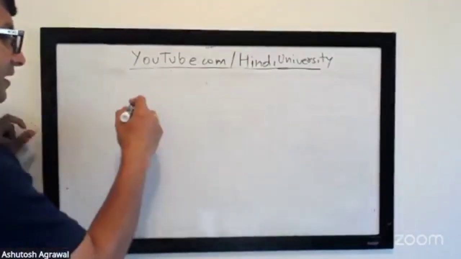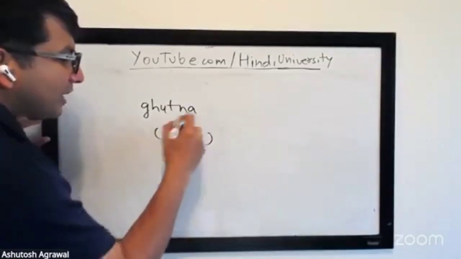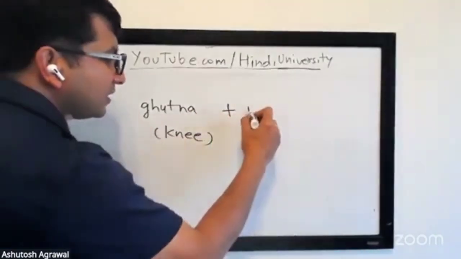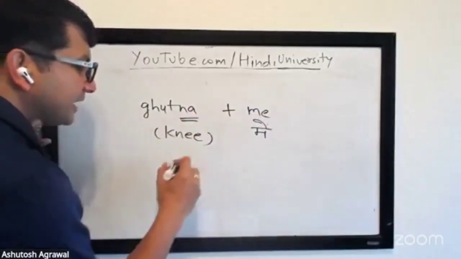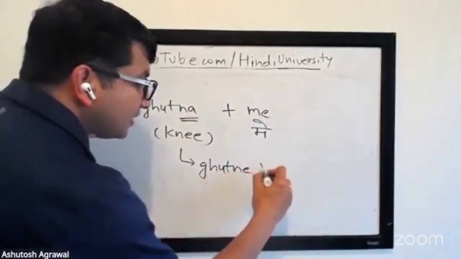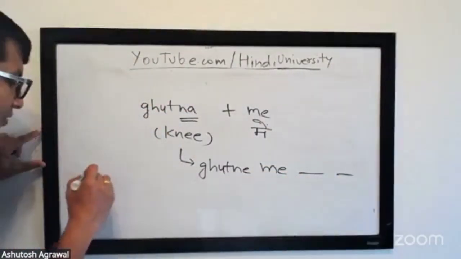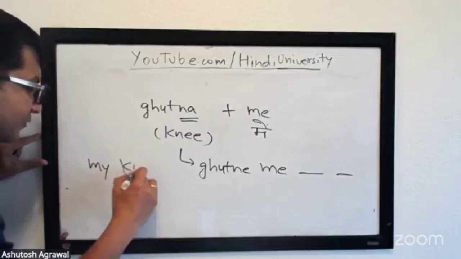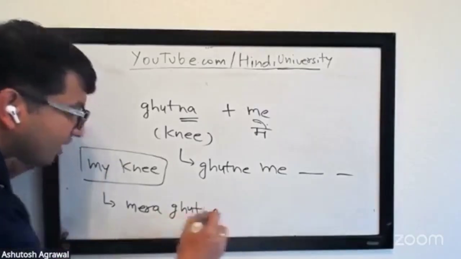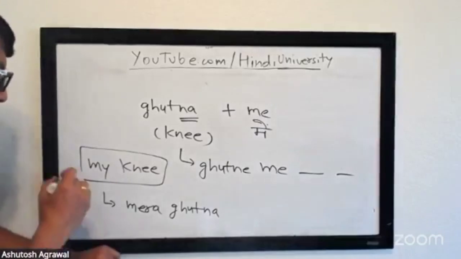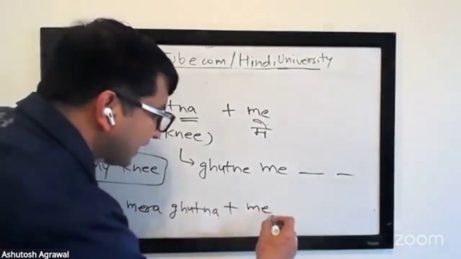What is gutna? Knee. Okay, gutna is knee. When you put mein after that, it changes to oblique and it becomes घुटने में. Right? घुटने में दर्द है. Now if you want to say my knee, it would be just my knee. So you will say मेरा घुटना. If you say in my knee, you will put mein next to it.